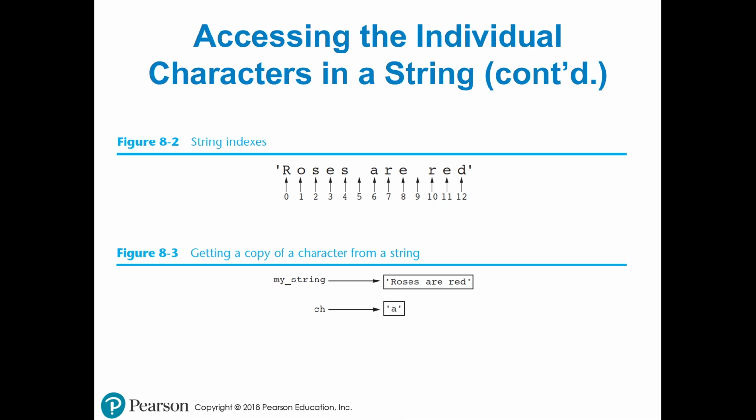String indexes work just like this. So the 0th character is the first one, and then we go 1, 2, 3, 4, 5. The spaces count as a character, right? And then the very last one is the n minus first, right? Because we go from 0 to n minus 1. So we have a string.